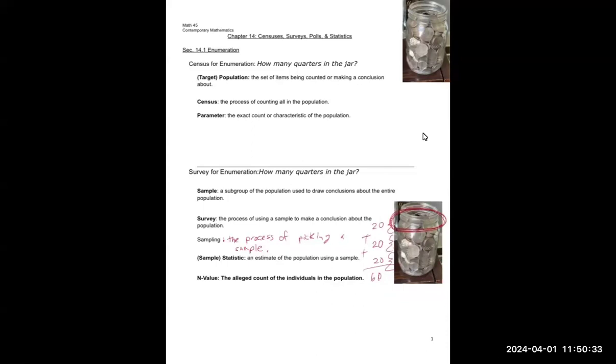So to review and summarize so far, there are two ways to count things. Focusing on just this jar of quarters, you can pour out the jar of quarters, line them up and count them. It might take a few hours to do that, but you can do that. And you will find the exact number of quarters, called the parameter. Let's say I did do that and I found out that there's exactly 64 quarters. Okay.